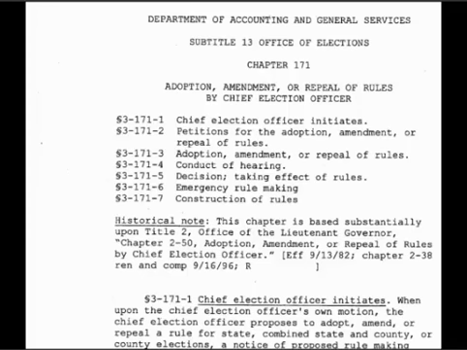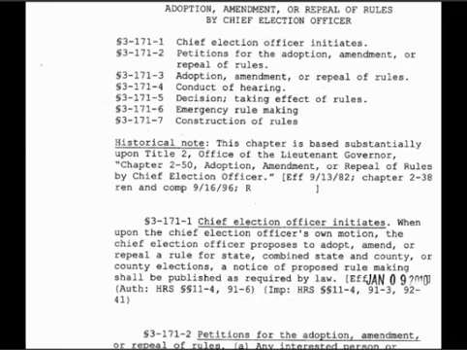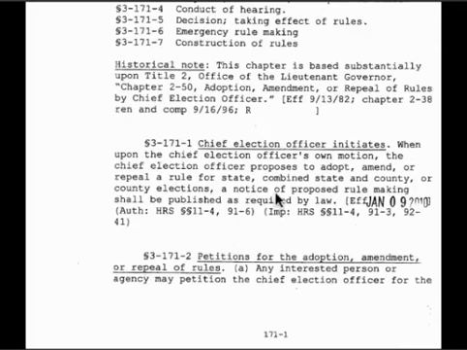Once you scroll down, you'll also see some gobbledygook language at the bottom. The stuff that's here in brackets. Let's take a look at 3-171-1, Chief Election Officer initiates. The rule is here. When upon the Chief Election Officer's own motion, the Chief Election Officer proposes to adopt, amend, or repeal a rule for the state, combined state and county, or county elections, a notice of proposed rulemaking shall be published as required by law.